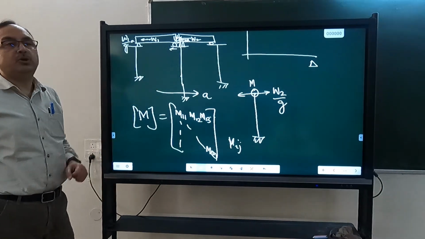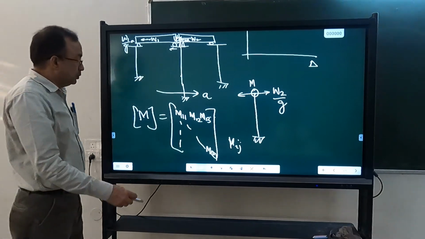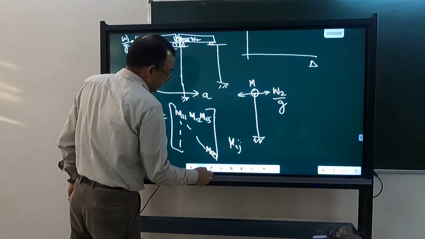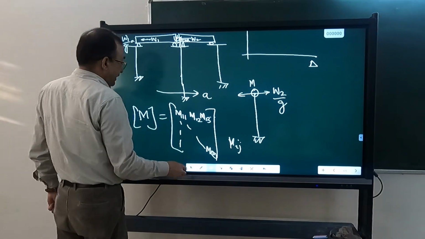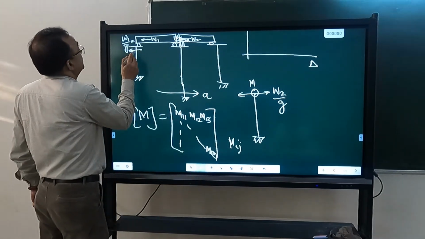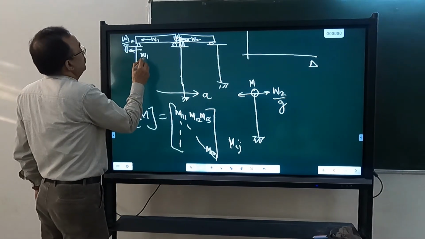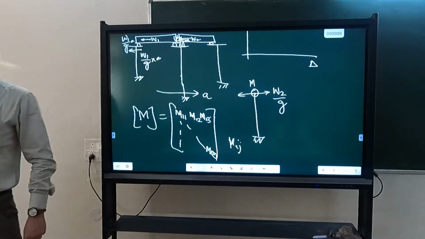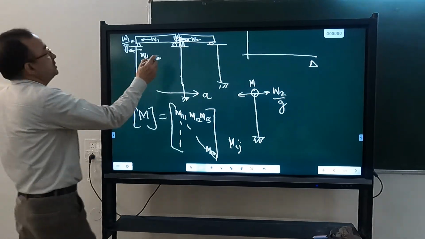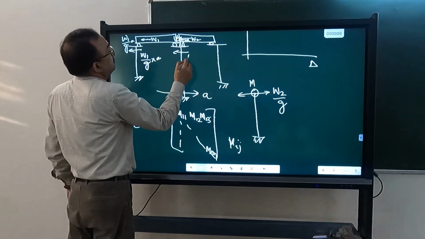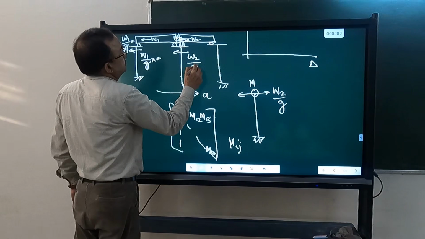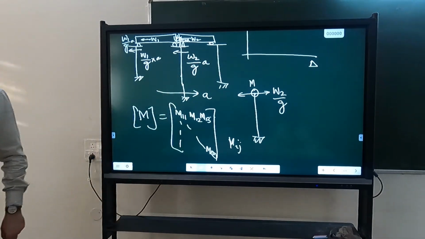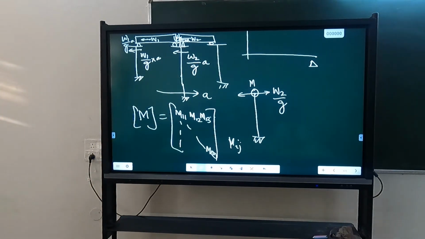No, because this side is roller. It cannot take any force. So the whole of this force will get transferred here. So this will be W1 by g into a. How much will be the force here? W2 by g into a. The last support will not face any force.